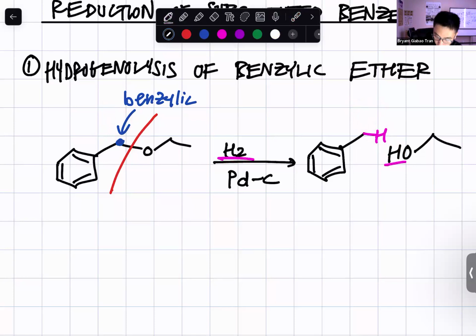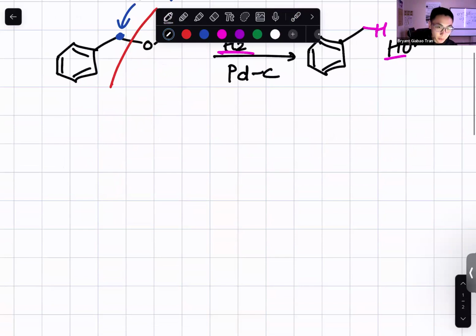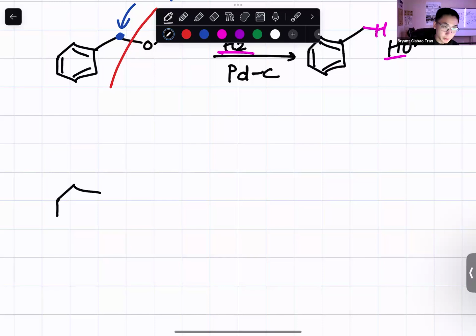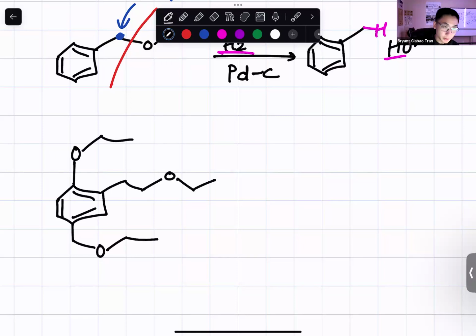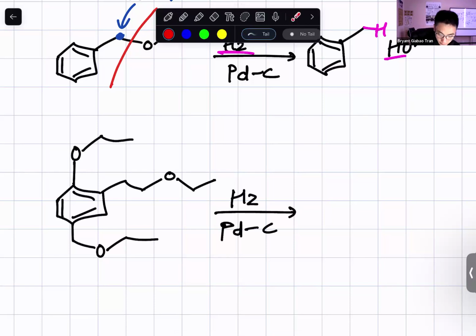So this could get a little bit more complicated if you have multiple ethers on a molecule, and you are only interested in the benzylic ether, right? So for example, let's say I have this molecule, right?